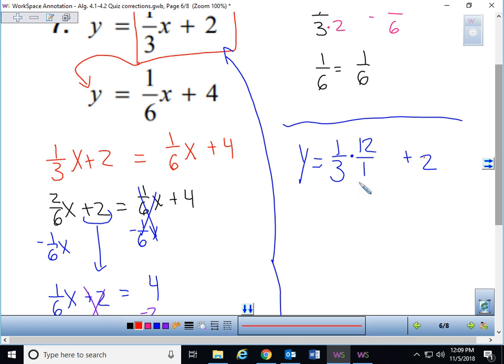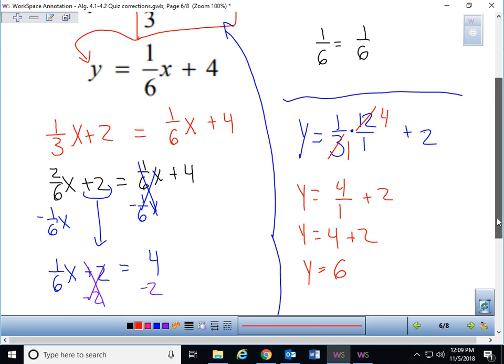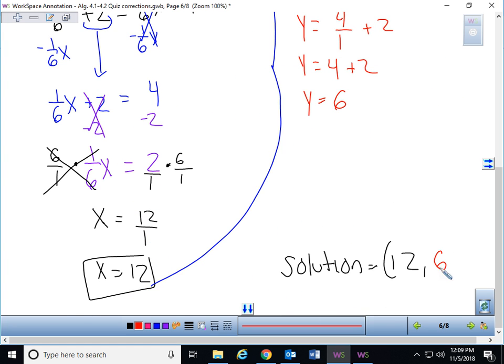1 and 1 can't simplify, that stays the same, but 3 and 12 can simplify. 3 goes into itself 1 time, and 3 can divide into 12 4 times. So what I'm left with is 1 times 4 is 4, 1 times 1 is 1, plus 2. 4 over 1 is the same thing as 4, so I have 4 plus 2, and 4 plus 2 is 6. So that is what I hope to be my y coordinate, but I have to make sure I check my answer to be sure.